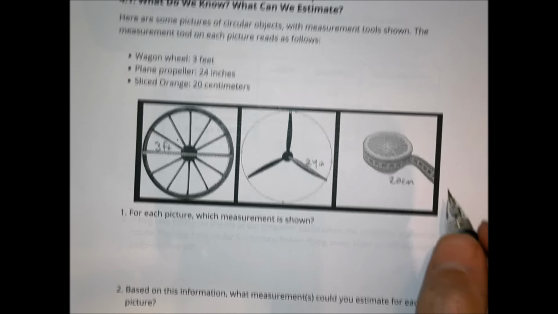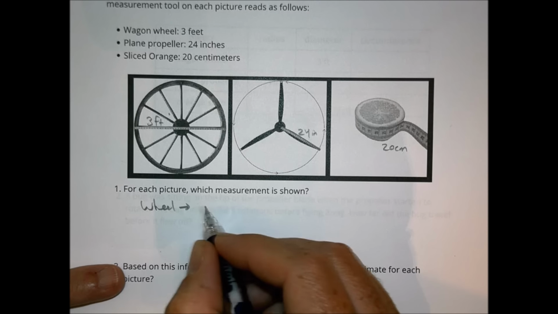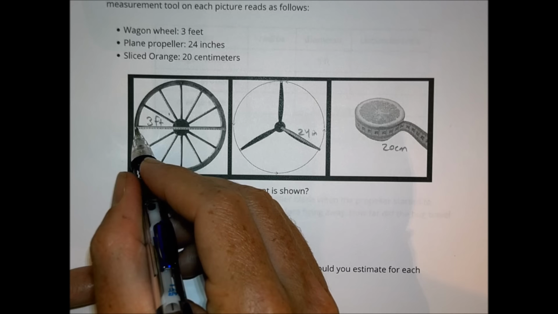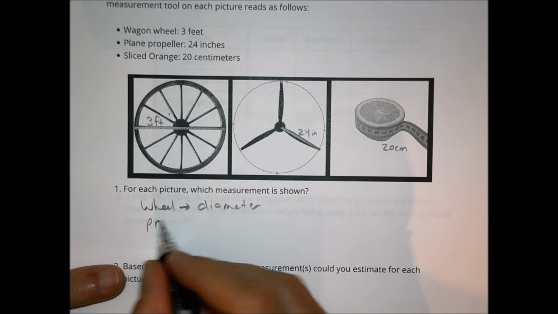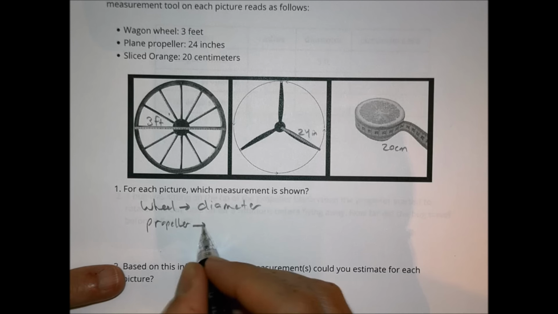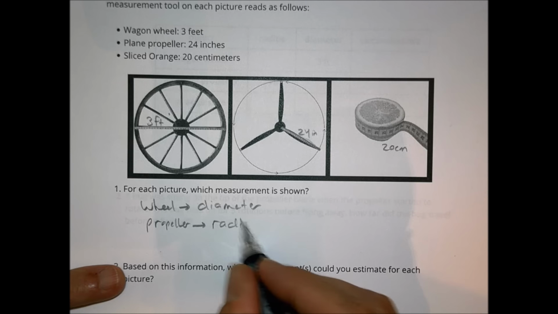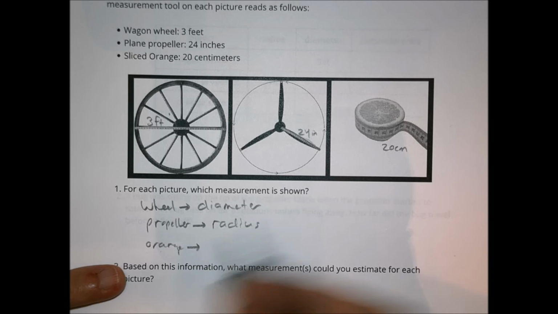For each picture, which measurement is shown? For the wheel, that is showing us the diameter, because we're going from one edge through the center to the other edge. For the propeller, we're going from the center to one edge, that would be the radius. And for the orange slice, because we're going around the object, that would be the circumference.